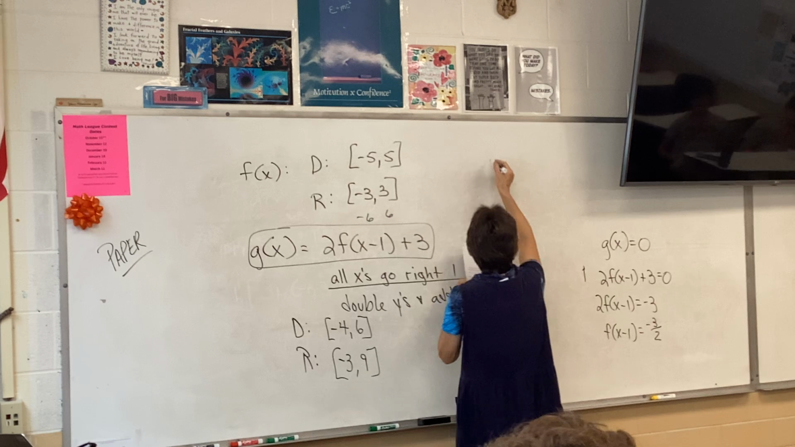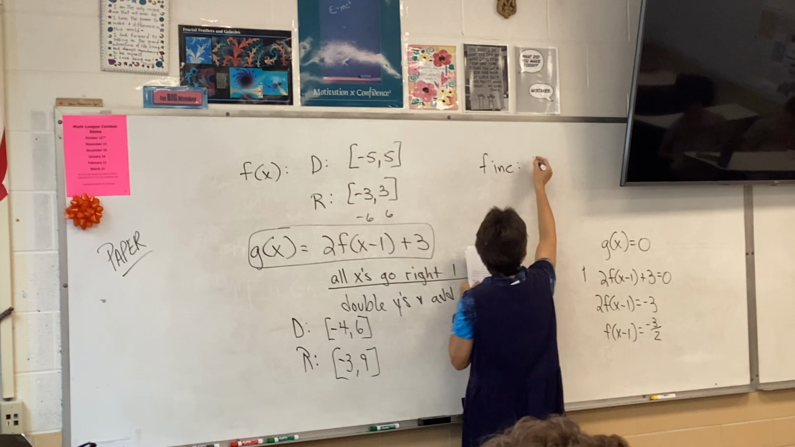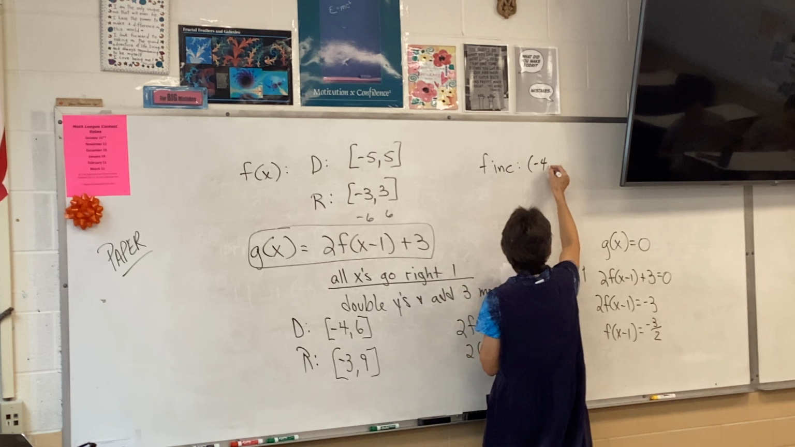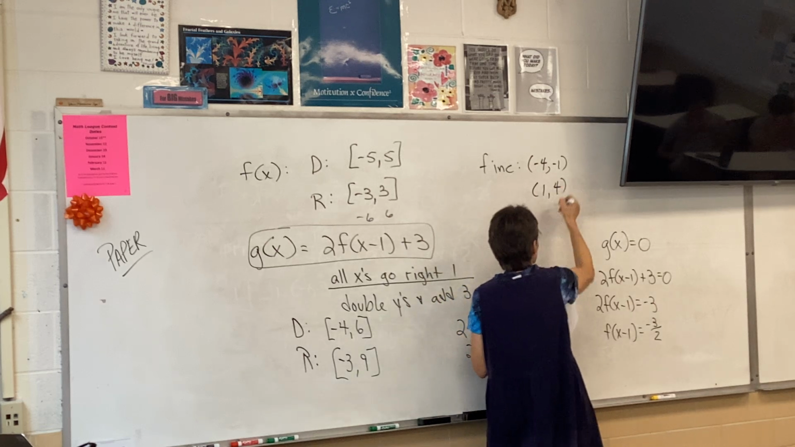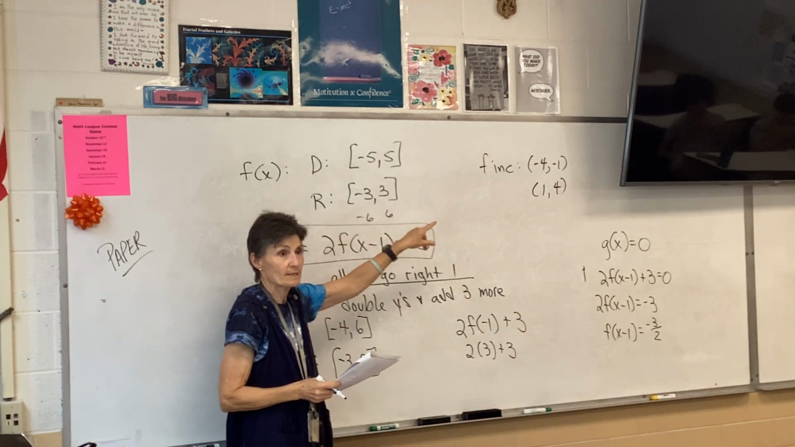Where is F, the original picture, where is it increasing? From where to where? -4 to -1, okay. Anywhere else? 1 to 4. Would everybody agree that that's where it's increasing?